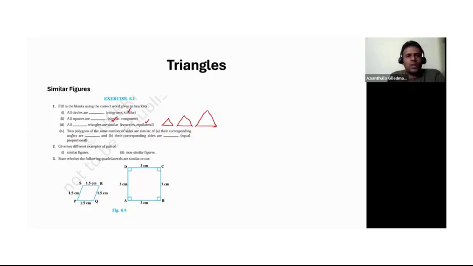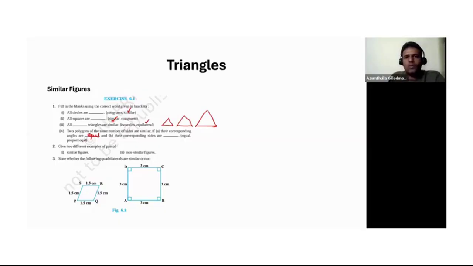And then we have two polygons of the same number of sides. Two polygons of the same number of sides are similar if their corresponding angles are equal, right? The corresponding angles of these two polygons of any shape, like a triangle or square, should be equal, and their corresponding sides are blank. The corresponding sides can be proportional. They don't need to be equal. If they are equal, then they are congruent, not similar.